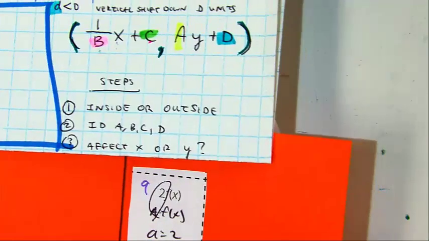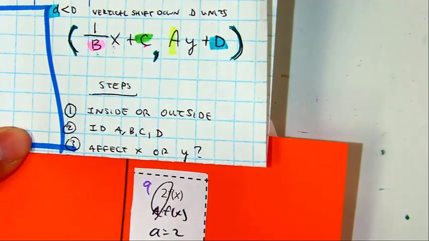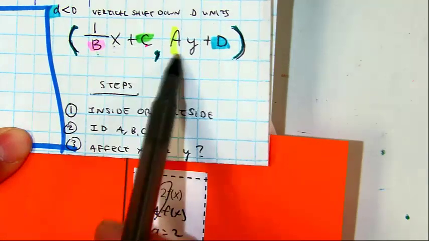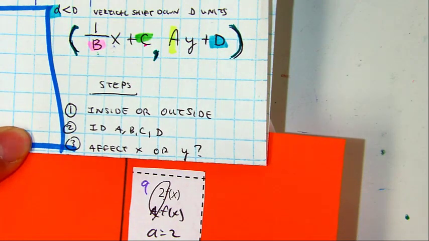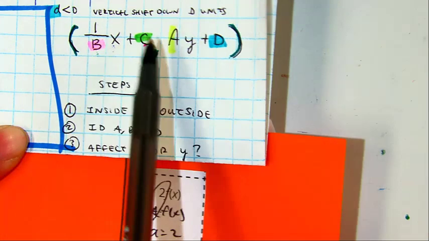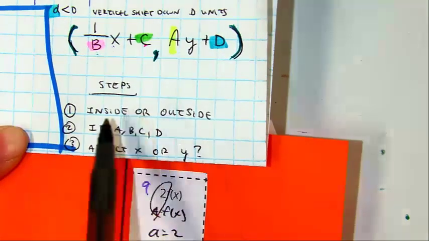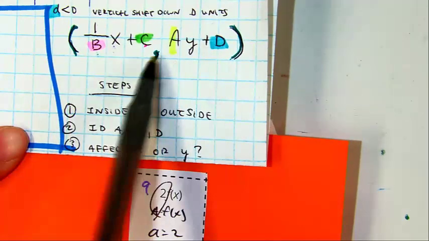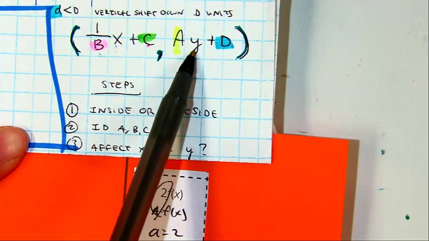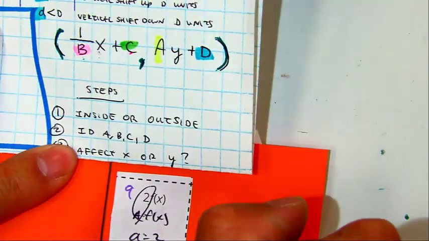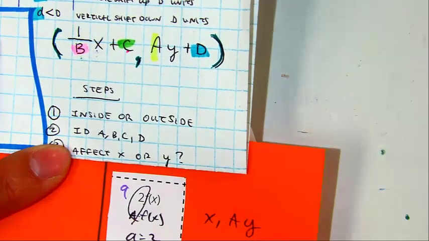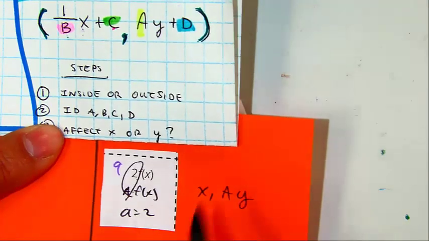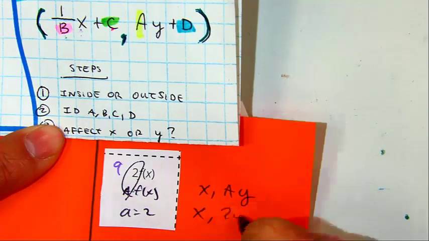Okay, let's do the Y. Does the A value affect the X or the Y? Okay, my question is, where's the A? Is the A value to the left over here or to the right? To the right. So is this an X or a Y? That's a Y, so we can write that: X, comma, AY. And now we're going to put that 2 there, so it's just going to say X, comma, 2Y.